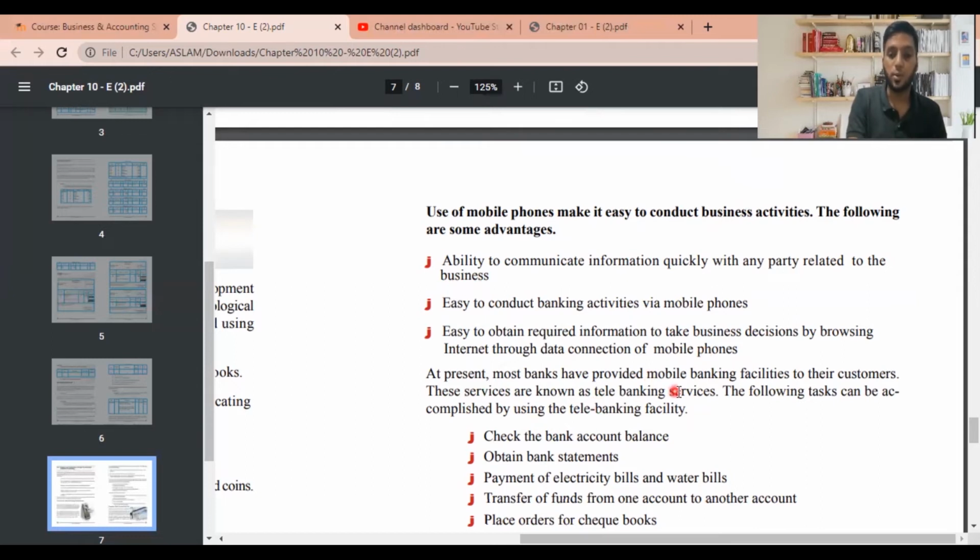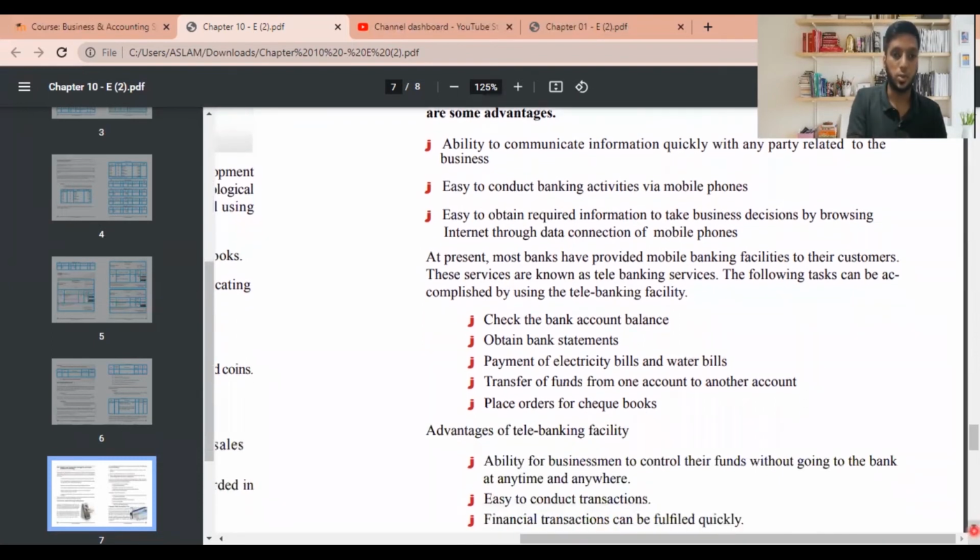At present, most banks have provided mobile banking facilities to their customers. These services are known as telebanking services. The following tasks can be accomplished by using the telebanking facility. So they use phone calls like this to do transactions in an easy manner. So they are saying that in telebanking you can do these types of things also.